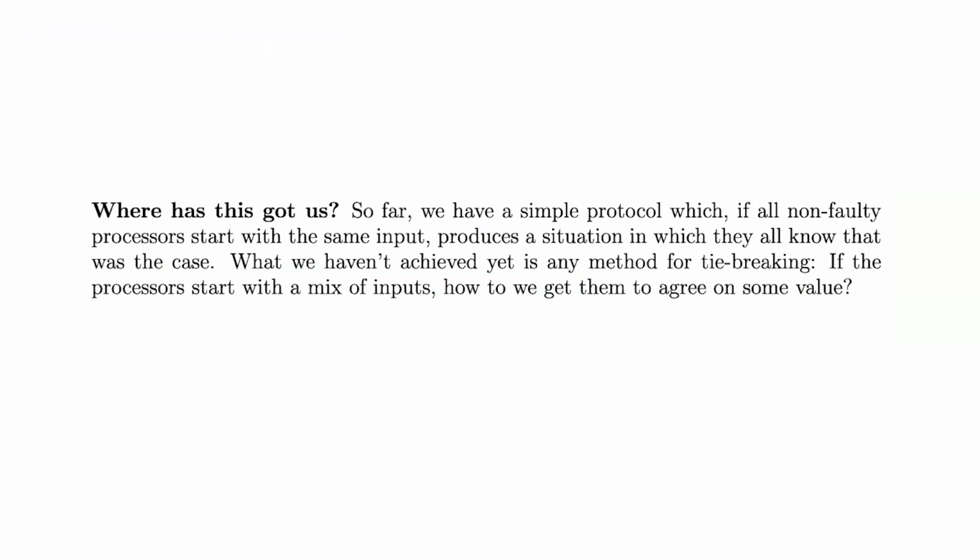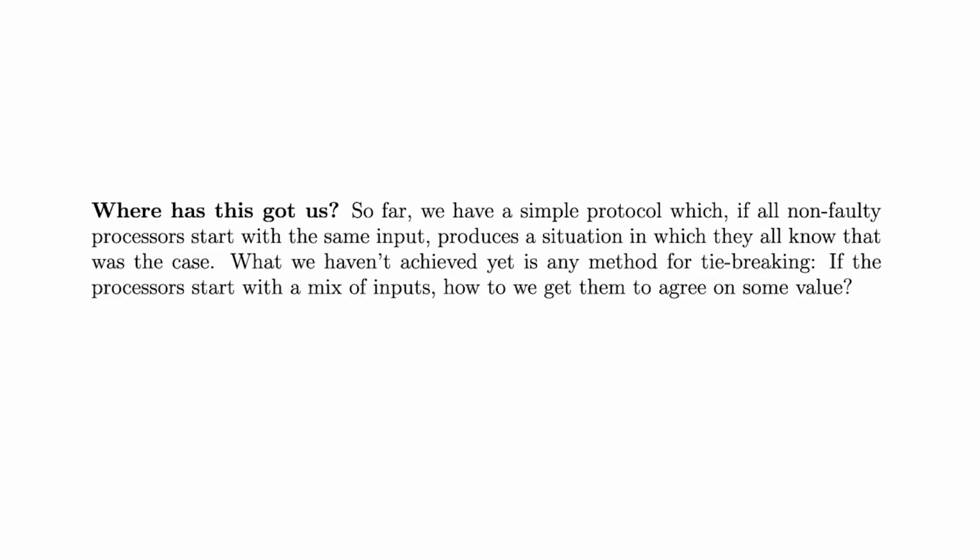So where's that got us so far? With a simple protocol, if all non-faulty processors start with the same input, then it produces a nice situation in which they all know that was the case. They'll all end up with that same value, but now they all know that's the case. That's the point of the knowledge agreement property. What we haven't achieved yet, though, is any method for tie breaking. If everybody starts off with mixed inputs, we've got no particular way yet of getting to agree on some common output.